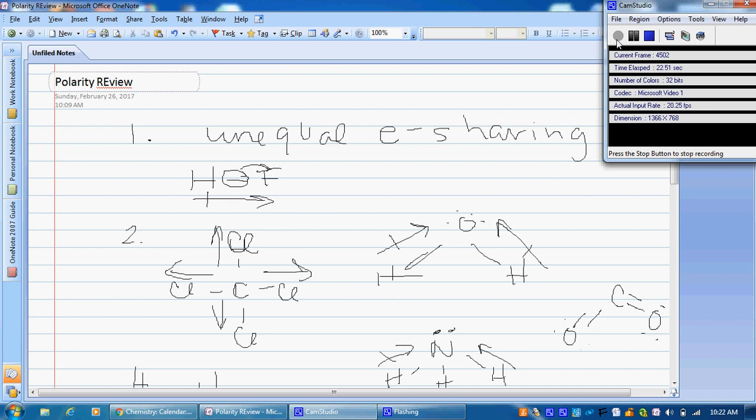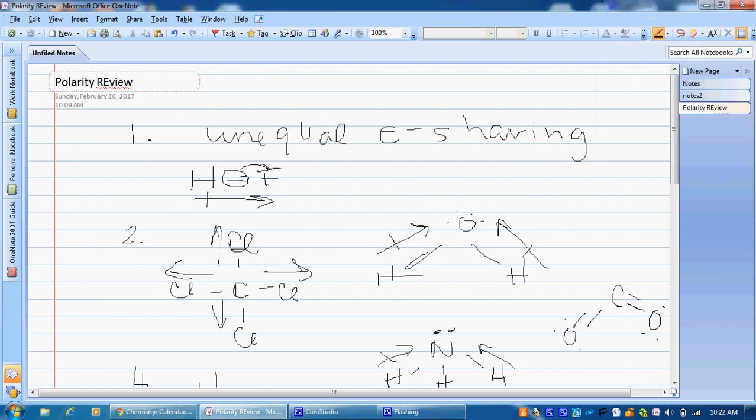That was 1 point, because what I was looking for was, you could also say that there was a difference in electronegativity, which most of you did, but you have to understand that the difference in electronegativity causes an unequal sharing of electrons. So if you didn't put unequal sharing of electrons, then you didn't get full credit. That one was worth 2 points.